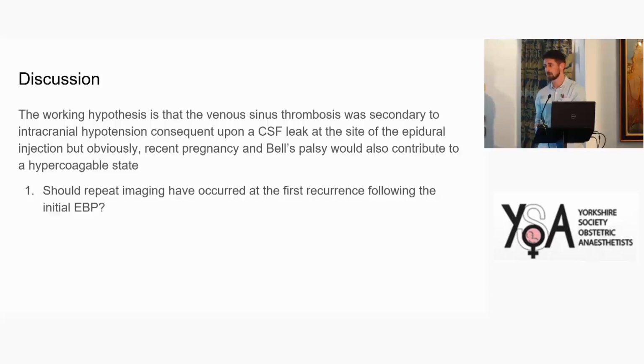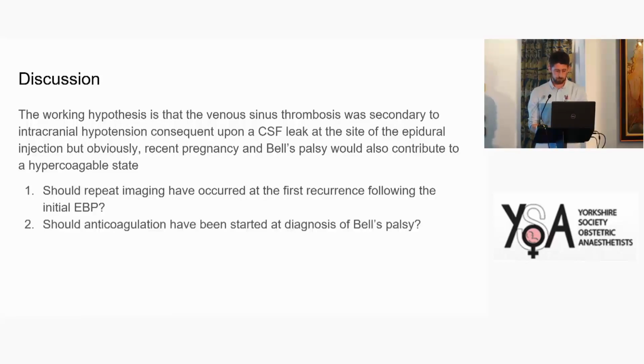What we didn't consider at the time was the intracranial hypotension. That wasn't something that was in our minds, and I think in the future that would be. Otherwise, should we have started anticoagulation earlier? So anticoagulation was started after the instrumental delivery, and I'll talk a little bit about that. So obviously Bell's palsy, unknown cause is the key point of the definition, but we think it may be related to some sort of virus or autoimmunity, which could indicate a procoagulable state.